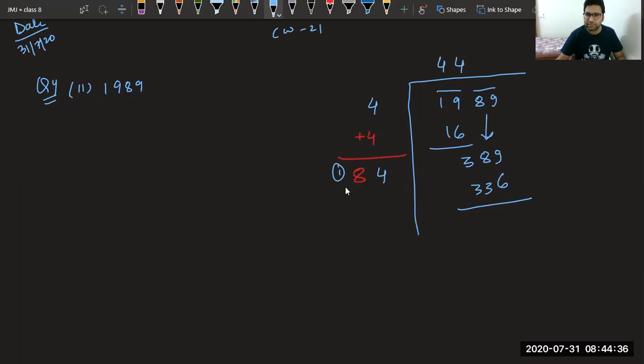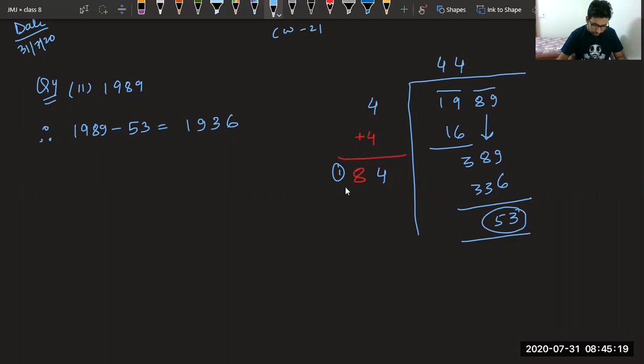We will get 9 minus 6, 3, 8 minus 3, 5. So what number should we subtract? 53, because this is the remainder and we have to subtract this only. So therefore 1989 minus 53 is equal to how much? 9 minus 3 is 6, 8 minus 5 is 3, 1936. So please do subtraction part again.